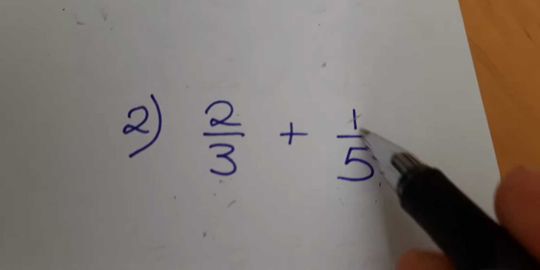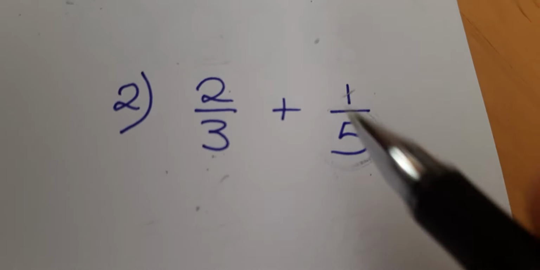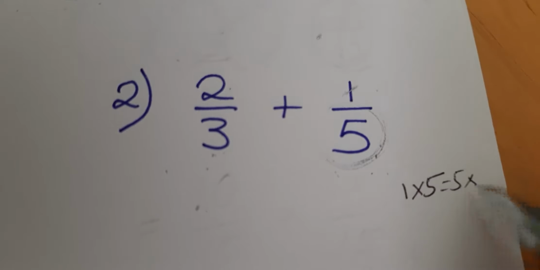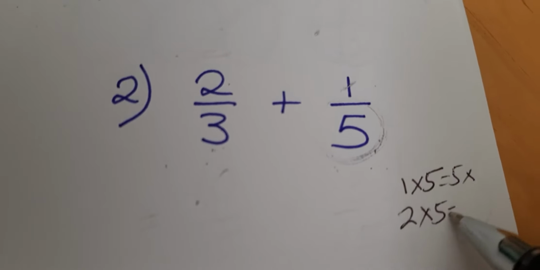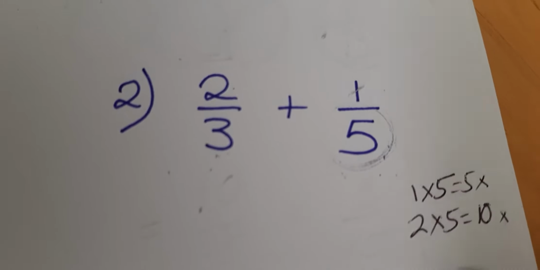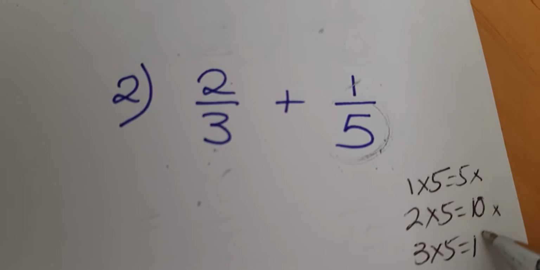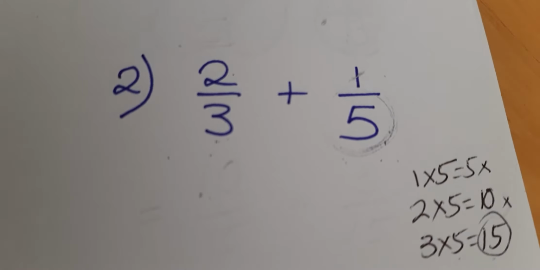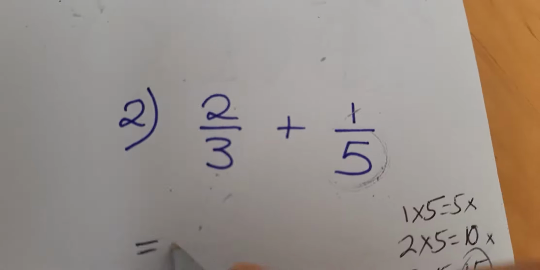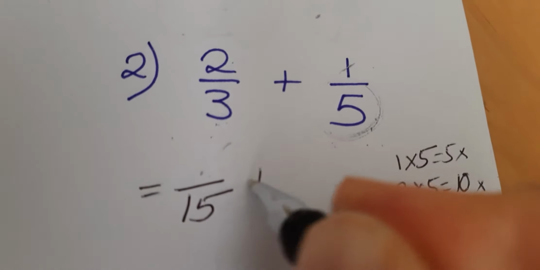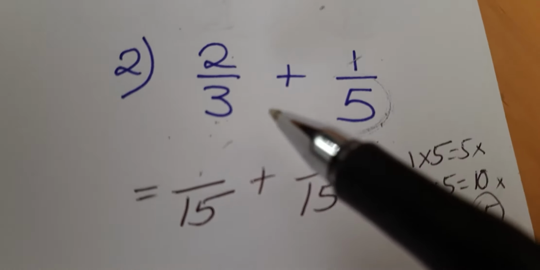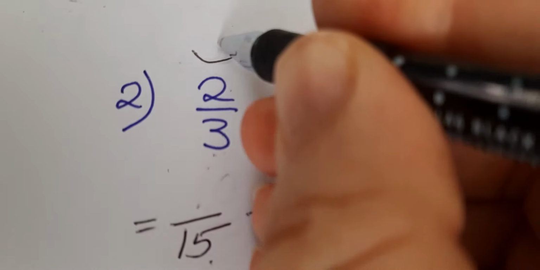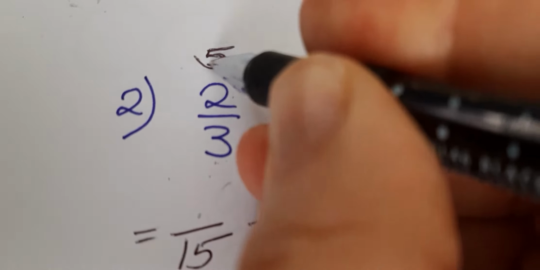So we will keep saying the 5 times table until we find a number that 3 also goes into. 1 times 5 is 5. 3 does not go into that. 2 times 5 is 10. 3 does not go into that. 3 times 5 is 15. Obviously, 3 goes into 15 because 15 is made up of both 3 and 5. So 15 is my lowest common denominator. Then we think, how many times does 3 go into 15? 3 goes into 15 5 times, because 3 times 5 is 15.